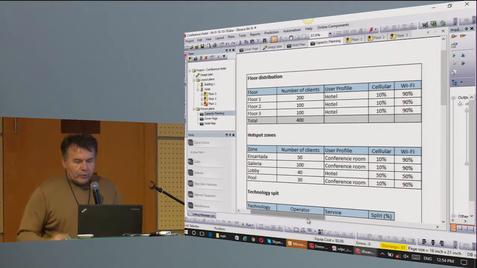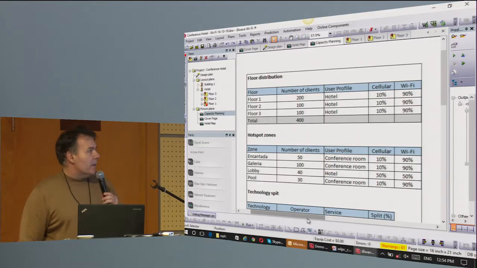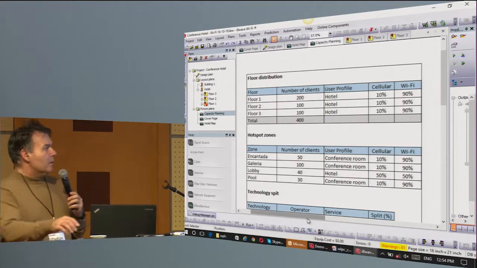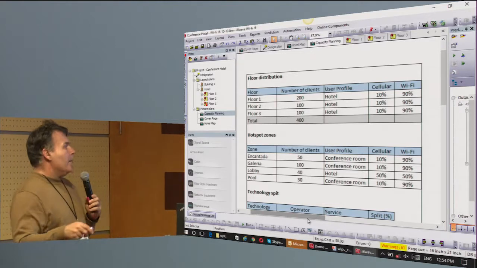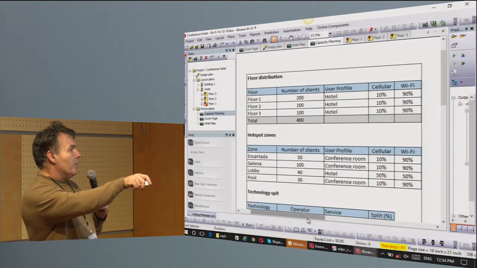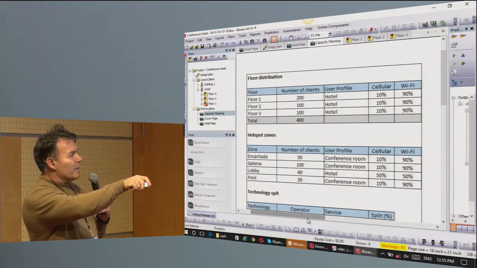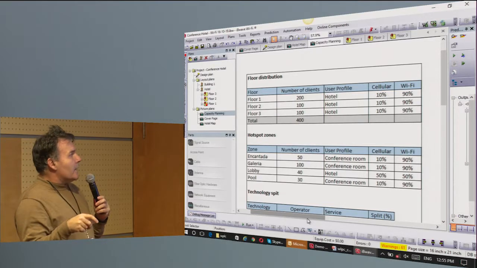We specify the user profile, which we call floor, and specify that most of the traffic happens at the Wi-Fi at 90%. We also have defined different zones. I'm going to point out where they are. And we also define a user profile with each zone and the breakdown between cellular and Wi-Fi. So this is the granularity that I was telling you about.